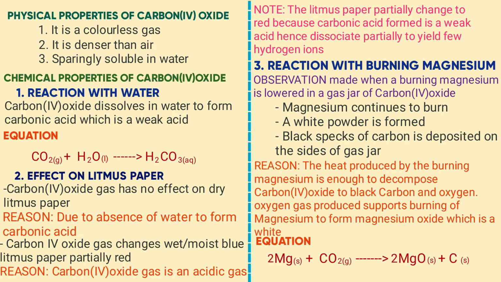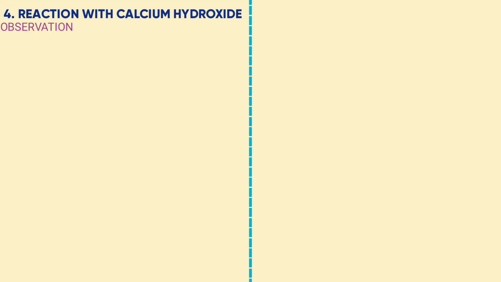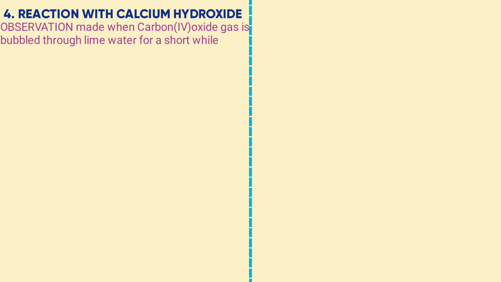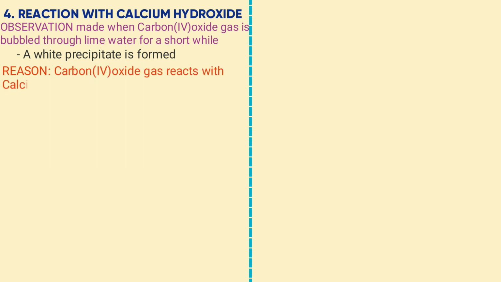4. Reaction with calcium hydroxide. Observation made when carbon dioxide is bubbled through lime water, which is calcium hydroxide, for a short while: a white precipitate is formed. Reason: carbon dioxide reacts with calcium hydroxide to form insoluble calcium carbonate.